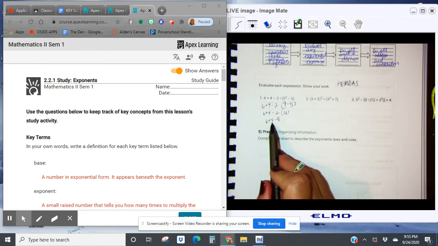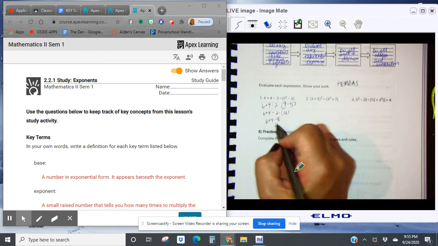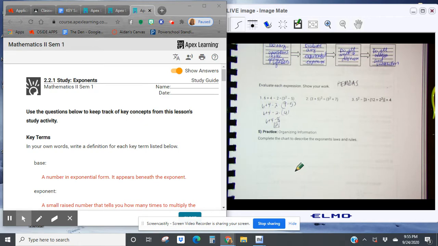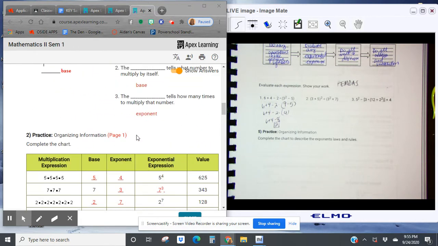So 6 plus 4 is 10. 10 minus 8 is 2. So the final answer using PEMDAS is 2.